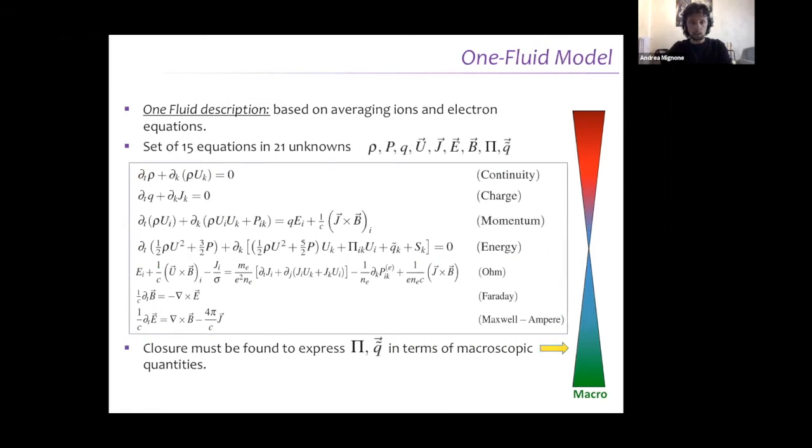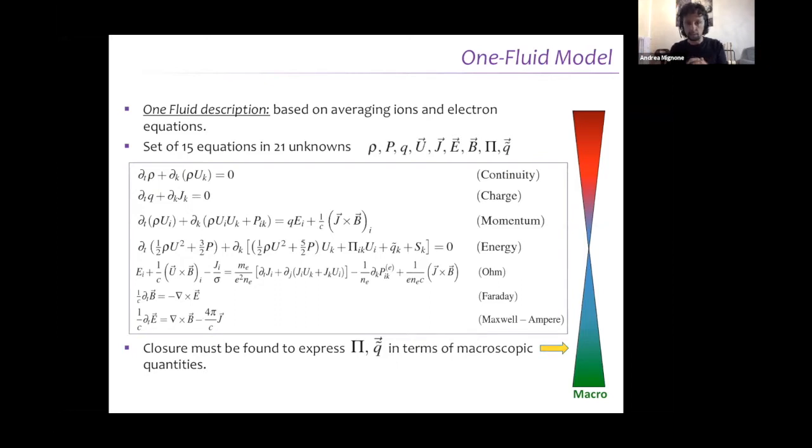Then you can make a choice. You can say, well, let's average down the two sets of equations. So instead of considering two sets, let's merge them down, for example, by considering the fluid velocity, which expresses essentially the velocity of the barycenter of the two species, which will coincide, of course, with the barycenter of the fluid of the protons, since they are heavier.